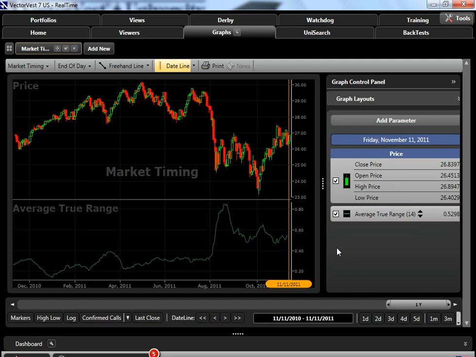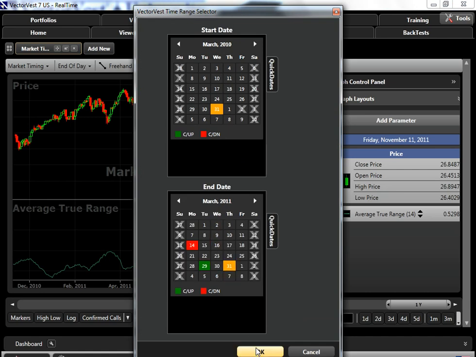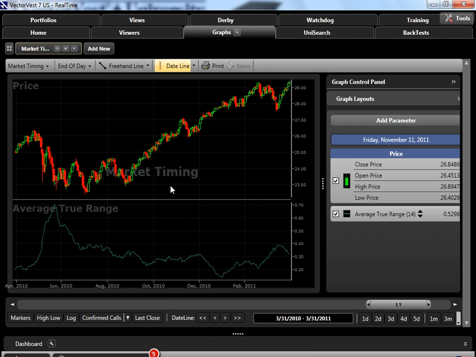Now, to quickly review, the triathlon competition asked contestants to optimize a trading plan using our backtester tool for a time period between March 31st, 2010 and March 31st, 2011. So the first thing I want to do is set up my graph to represent those dates. This is the time frame they used in their backtest. Their resulting trading plans would then be analyzed moving forward in real time with our Derby and our Automated Portfolio Manager tools.